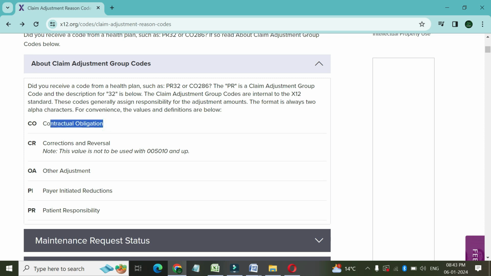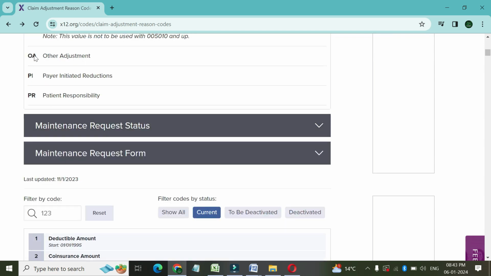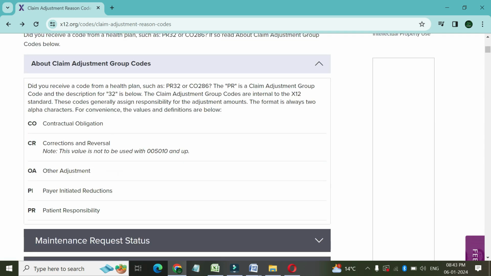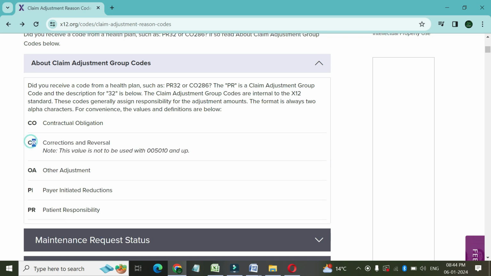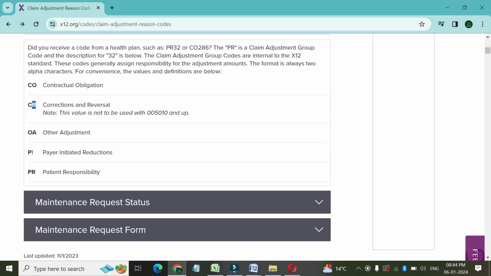Okay, so here the provider is contractually obligated. So whatever code comes up with this CO and with this reason code, we'll see the combination of those reason codes, what all can go with contractual obligation. CR, correction and reversals, is no more valid. This was only for the 4010 version. Now we are using the 5010 version of 837, so CR is no more valid. OA is for any other kind of adjustments. PI is for patient initiated reductions, and PR is for patient responsibility.